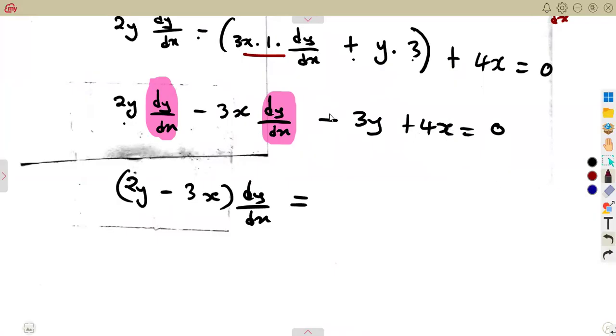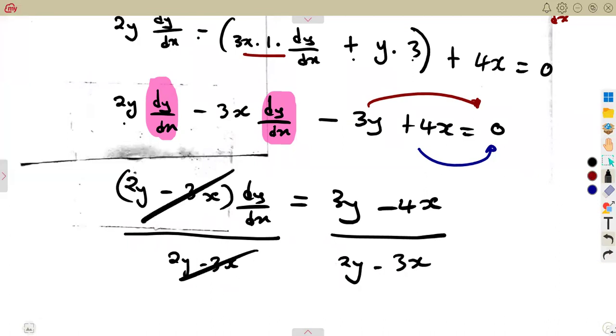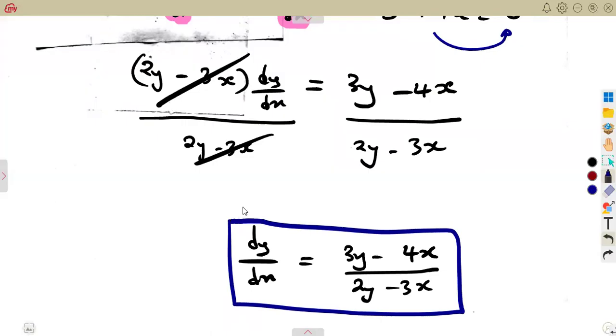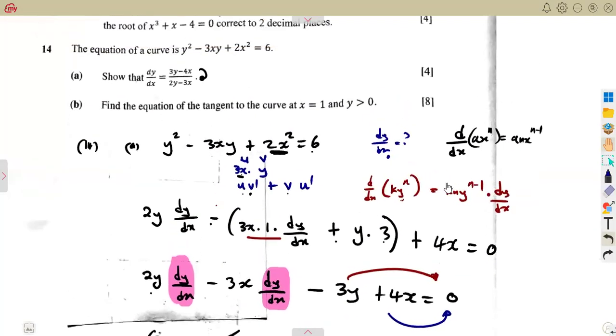And that must be equal to, take all these terms, they do not have anything to do with dy dx, to the other side of the equation. The minus 3y to the other side will be a positive 3y. The 4x will be a negative on that other side, so we've got minus 4x there. Divide by the bracket, you are done. You're going to divide by 2y minus 3x. Thus, we have the derivative of y with respect to x, which is exactly what we were asked to show. It's just differentiate the way that you are used to.